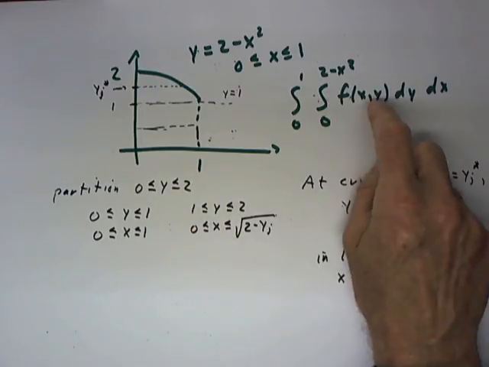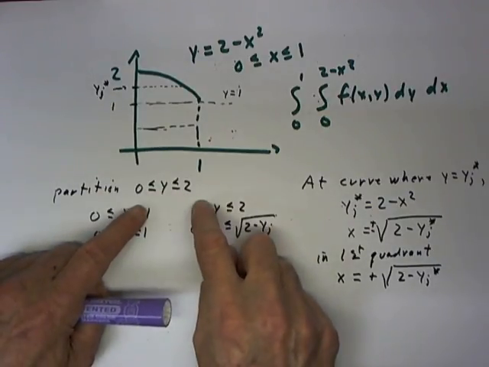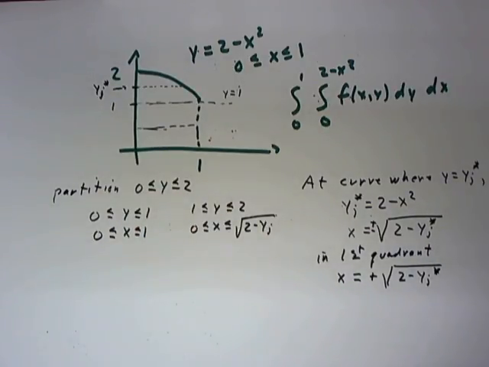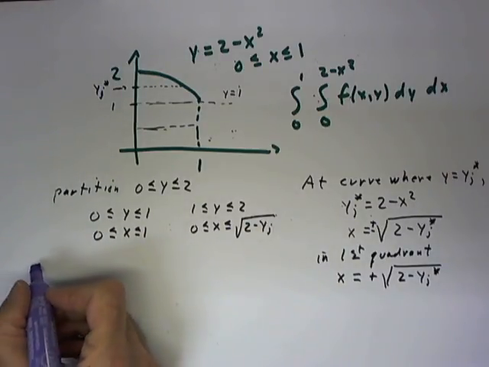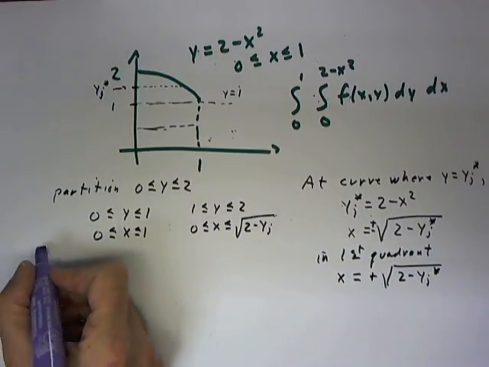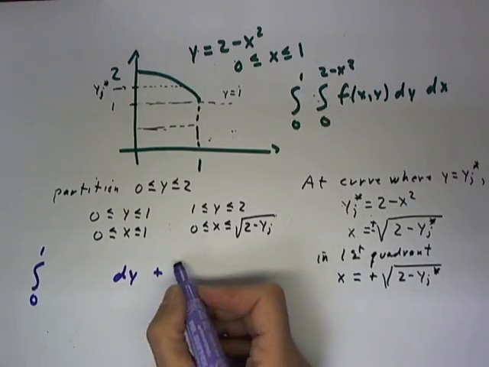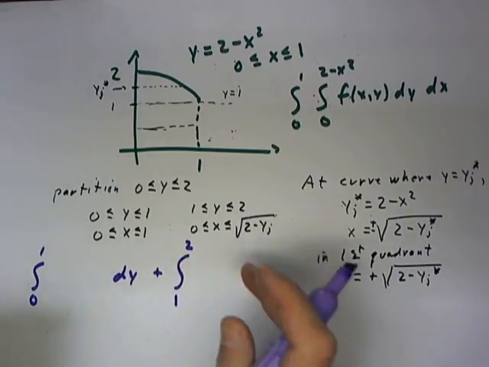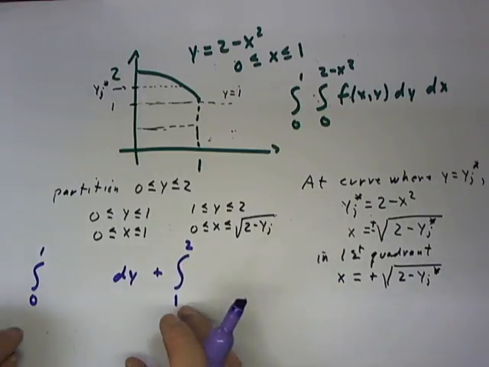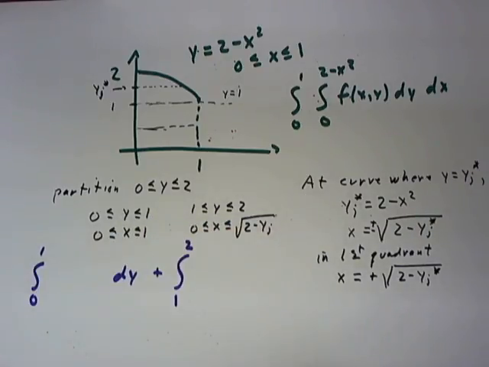If we want to express the integral of f of x, y over the region by partitioning the y interval, then we're going to actually have two integrals. We're going to have an integral where y runs from 0 to 1, and we're going to have another integral where y runs from 1 to 2. We have to have two different integrals because we have two different types of limits on our x.